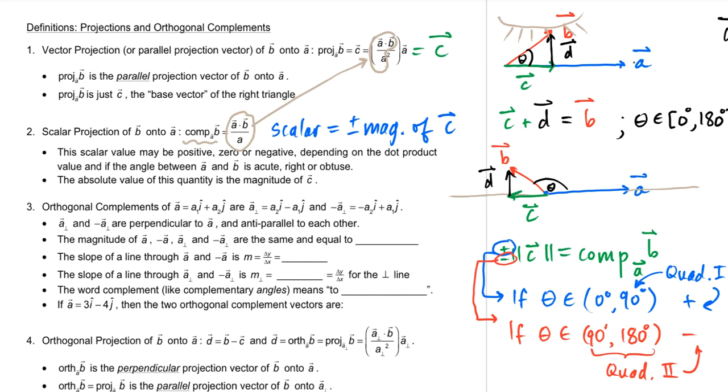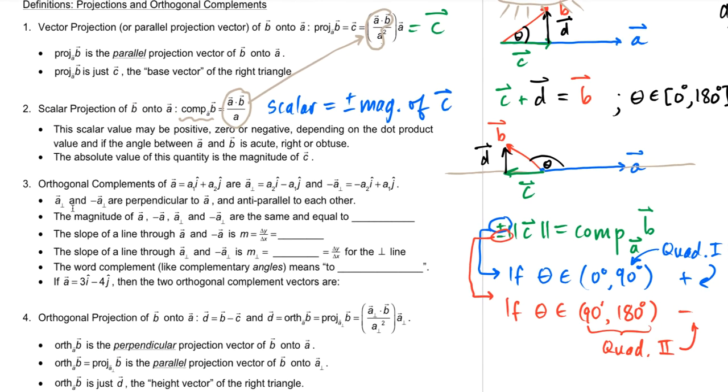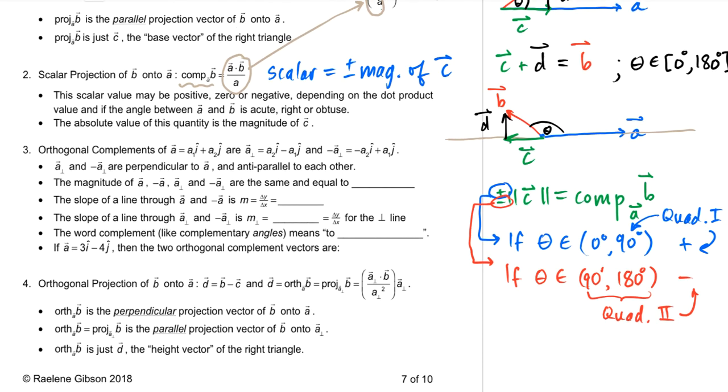So if we go back and take a look at these definitions, it says that both A perpendicular and negative A perpendicular are perpendicular to the original, but they are anti-parallel to each other. They're 180 degrees rotated. And so the magnitude of all three of these vectors is the same, and it will be equal to the square root of A1 squared plus A2 squared. Furthermore, the slope of a line through vector A and negative A, given by m equal to delta y over delta x, is going to be A2 divided by A1. Meanwhile, the slope of a perpendicular line is going to be the negative reciprocal, as we just said, and so the slope will be negative A1 divided by A2.